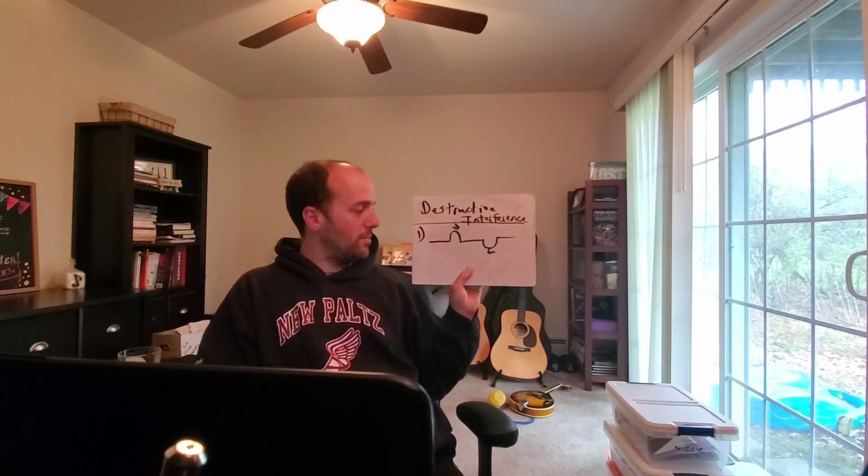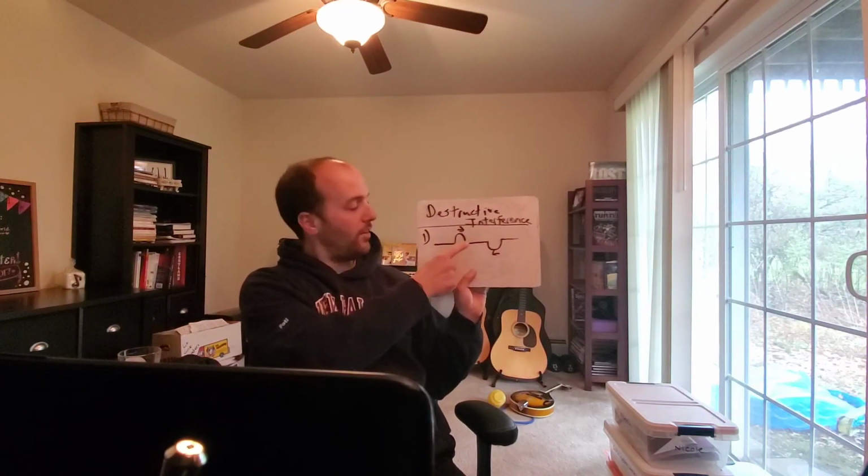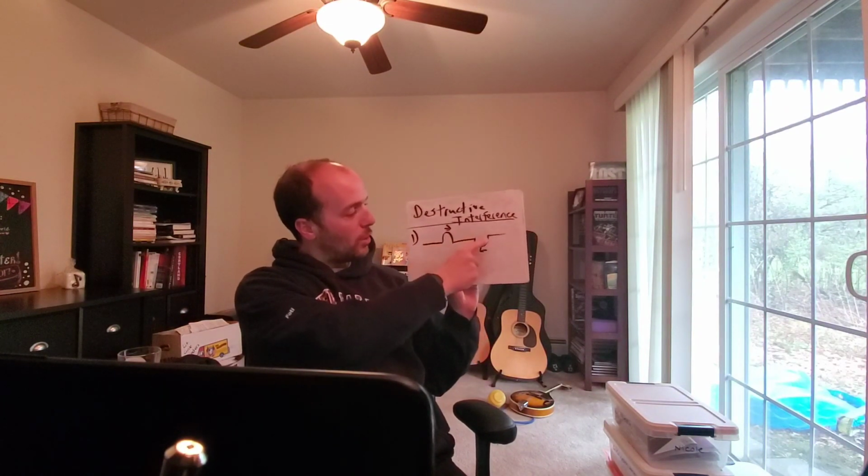Okay, so again, three-step process. Step one, have the waves come towards each other on the same medium. Okay, now the key thing here is you have one wave as a crest, one wave as a trough. Then step two, they're going to meet.